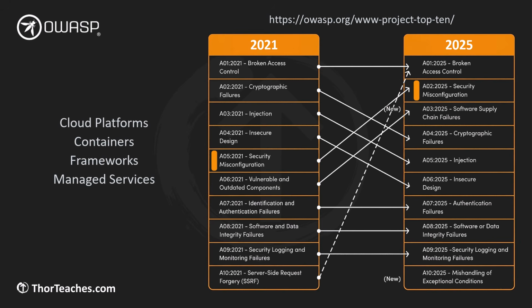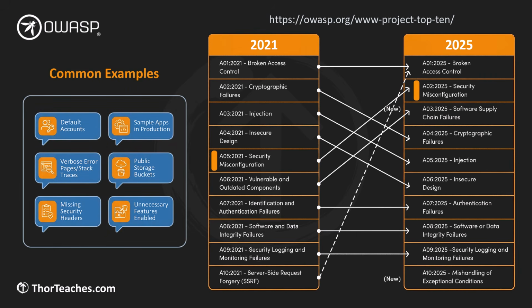Cloud platforms, containers, frameworks, managed services, everything has dozens or hundreds of configurable options. And the more options you have, the easier it becomes to leave something in a bad state. Default accounts left active, sample apps still running on production servers, error pages that happily print stack traces and version numbers, cloud storage buckets left public when they were supposed to be private, servers missing security headers, features turned on that nobody actually needs. Misconfiguration by itself is just an open door.